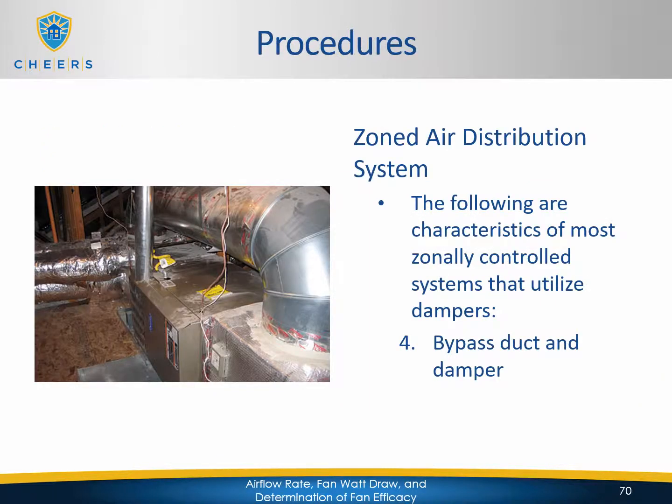And then a bypass duct and/or damper. You can see here you have a bypass duct that's going from the return plenum to the supply plenum. Obviously a really good indication that that is a zone system.